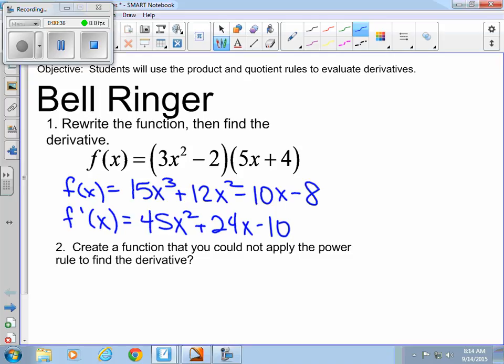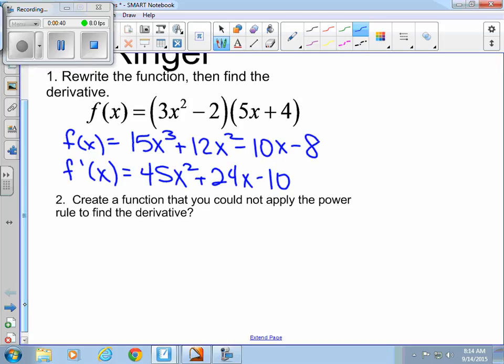Just a quick reminder, in case you forgot the gravity of what just happened: to do the actual definition of derivative, the derivative from where it comes from, without a shortcut rule, we would have had to do 15 times (x plus h) cubed plus 12 times (x plus h) squared minus 10 times (x plus h) minus 8, and then minus the function. Multiply all of that out. We would be here a while. It would be nasty. That took us a couple seconds.